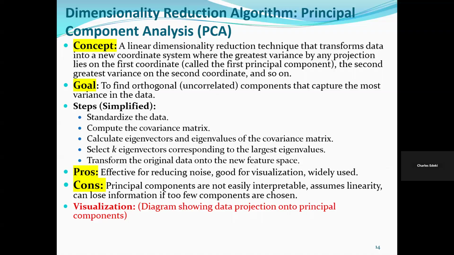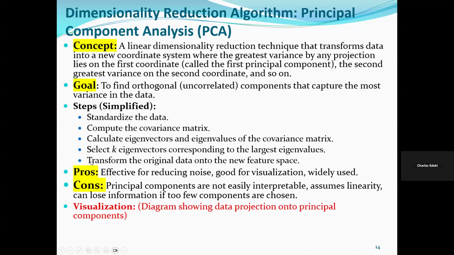Then the last step is to project the data, the final stage. So here we are going to transform the original data onto the new k-dimensional subspace that we define by the selected eigenvectors. So what we are saying is the steps from 1 to 5.